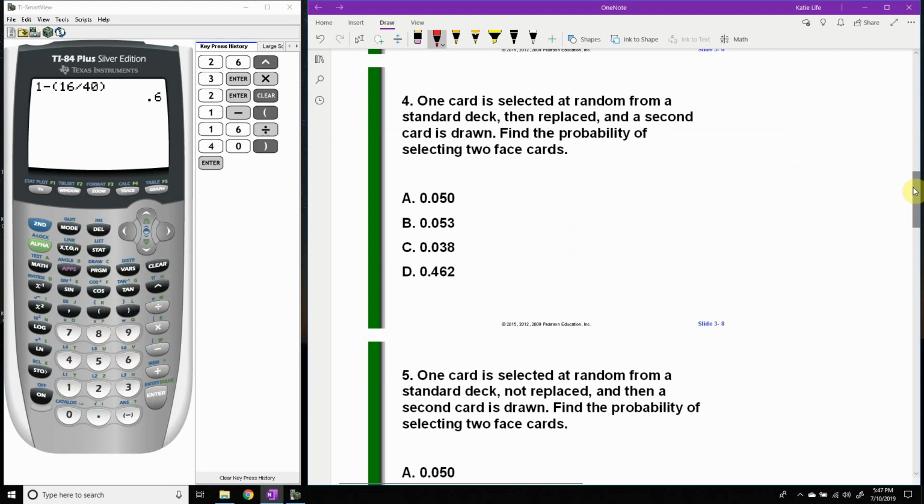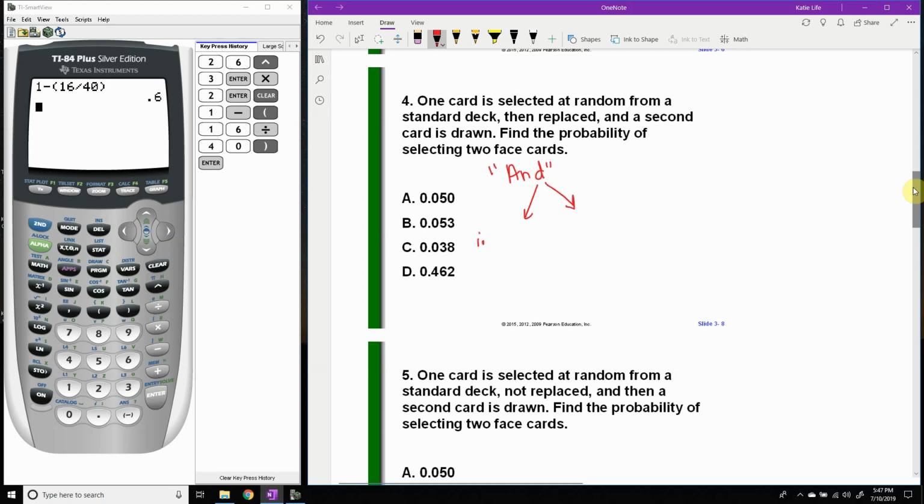Number 4. One card is selected at random from a standard deck, then replaced, and a second card is drawn. Find the probability of selecting 2 face cards. Okay, this question is asking me about the probability of events happening in sequence, which uses what I call the AND rule. Now, this breaks down into essentially 2 options for us. It depends on whether or not the events are independent of each other.